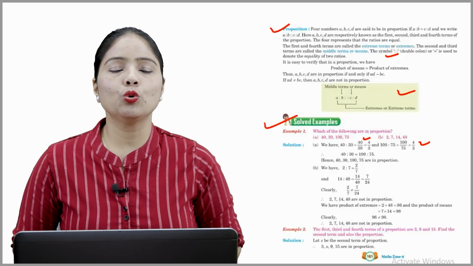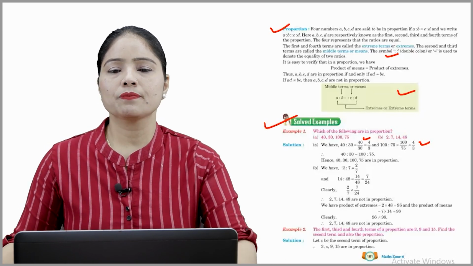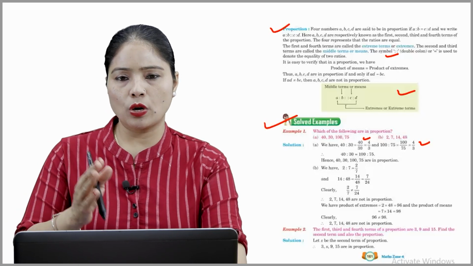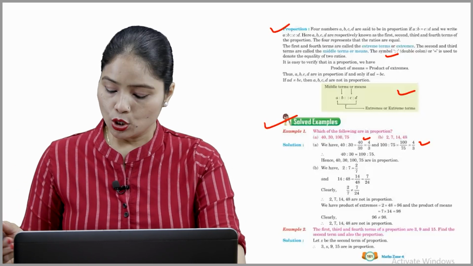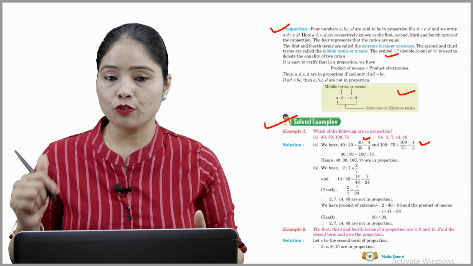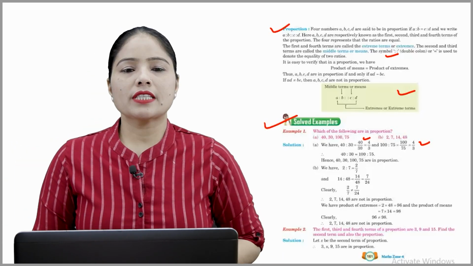Next we have 2:7 means 2/7 and 14:48 means 7/24. So the answers of both are different. So this is not in proportion. I hope you understood well. Now example 2.